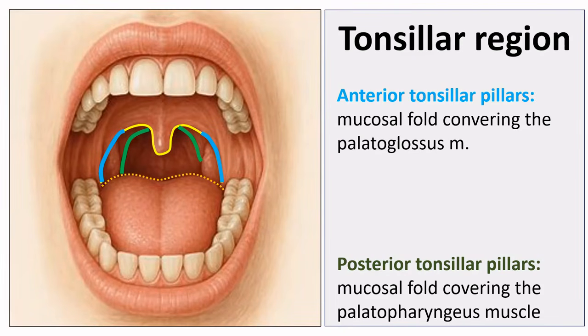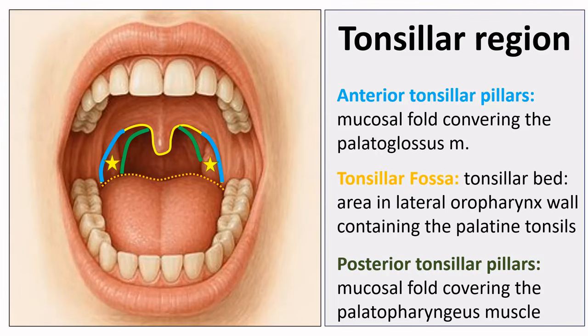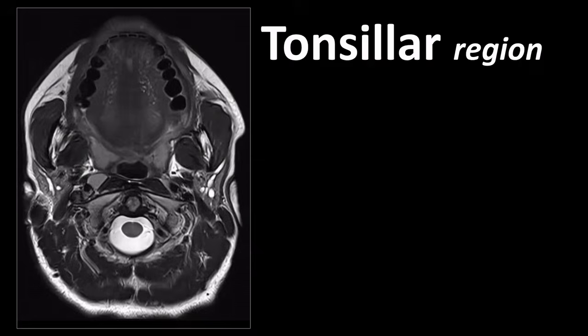Then we have a fossa between these pillars, which we call the tonsillar fossa, and in the tonsillar fossa we find lymphoid tissue, the so-called palatine tonsils. And the palatine tonsils, and this is often the case for lymphoid tissue in the pharynx, can be enlarged or quite prominent in children, but they tend to become smaller and smaller as we age, and we see very little of those anymore in most adults.